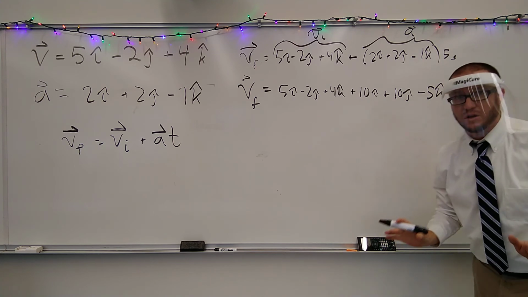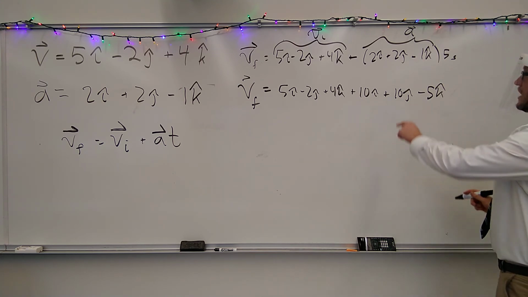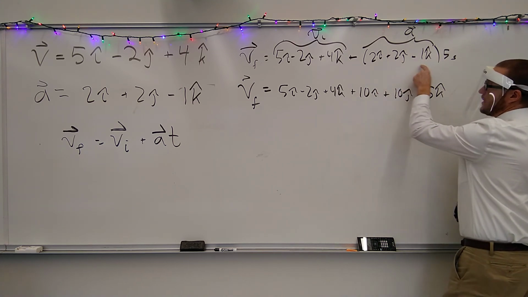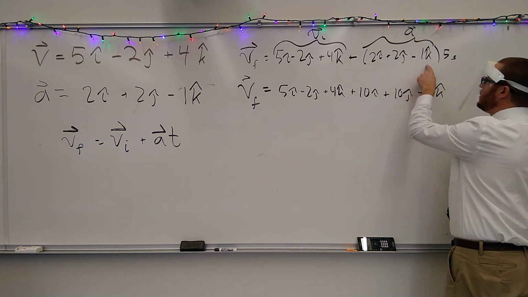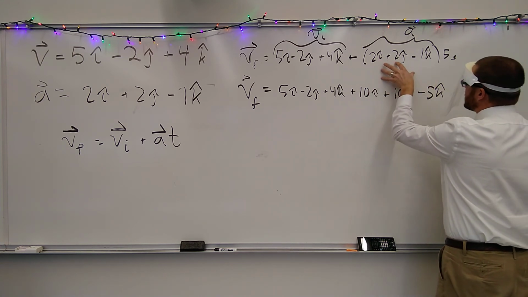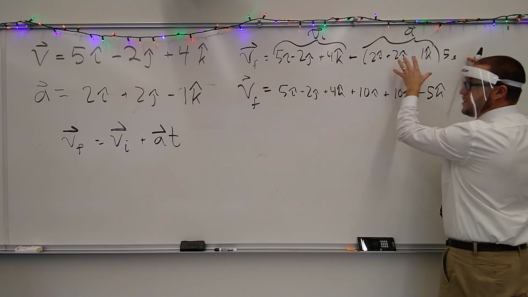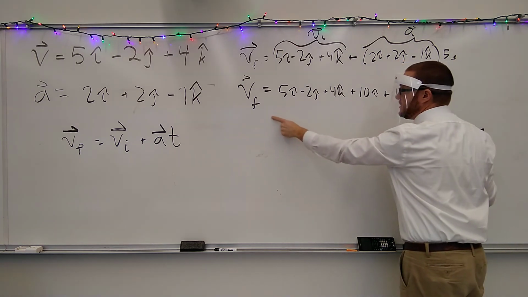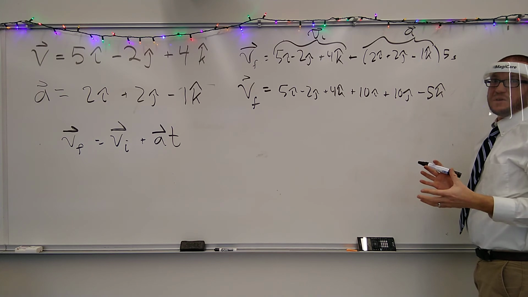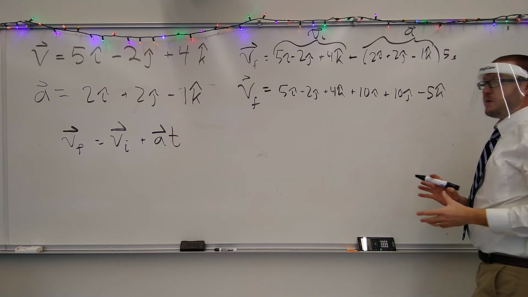Now, I haven't written units down, but if you think about it for a second, each one of these coefficients would be meters per second squared. So meters per second squared times seconds gives meters per second. So all these coefficients have the same units, so we can add them together. All right, so you've got to be careful there.